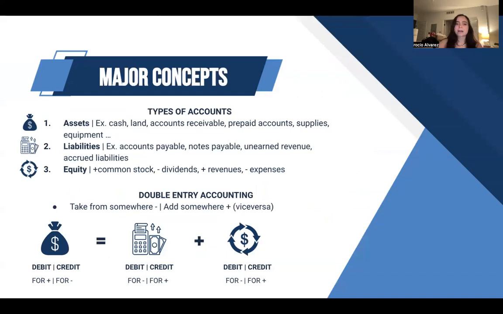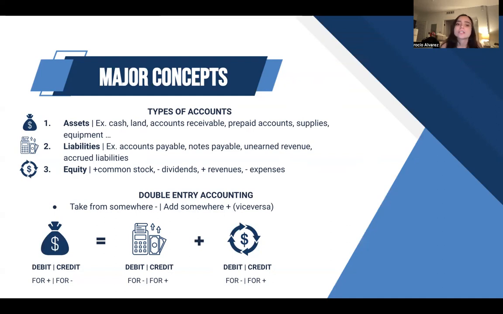So in order to expand on this idea, let's take a quick overview of the major concepts you need to understand for a successful accounting experience at your company. There are three types of accounts: assets, liabilities, and equity. Within assets, you would account for things such as cash, land, accounts receivable, prepaid accounts, supplies, equipment, etc. Within the liabilities account, you would account for accounts payable, notes payable, unearned revenue, accrued liabilities.